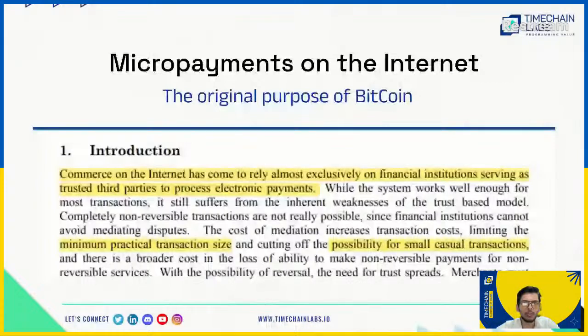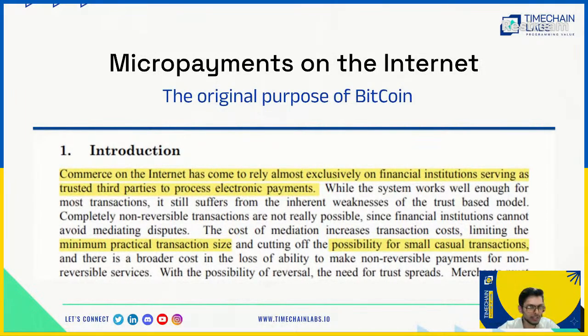It's there in the name itself, bit plus coin, as we discussed. If you see the first few sentences of the white paper by Satoshi: commerce on the internet has come to rely almost exclusively on financial institutions serving as trusted third parties to process electronic payments. While the system works well enough for most transactions, it still suffers from the inherent weakness of the trust based model. What is that weakness?